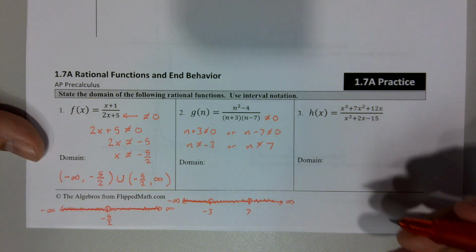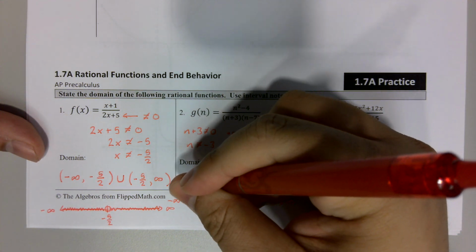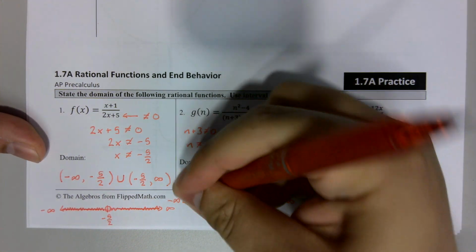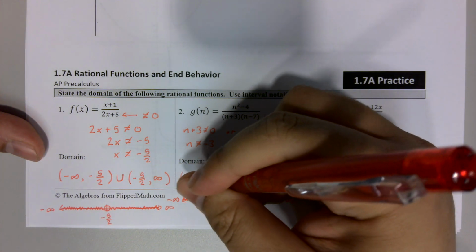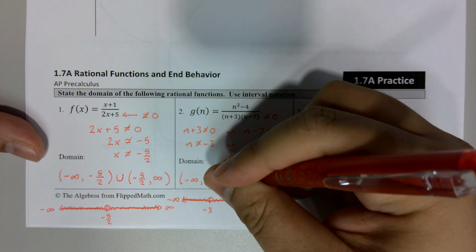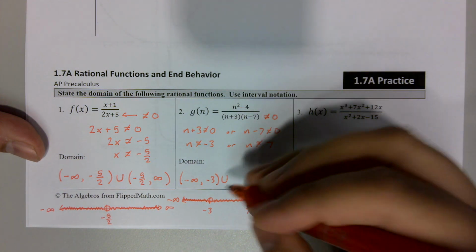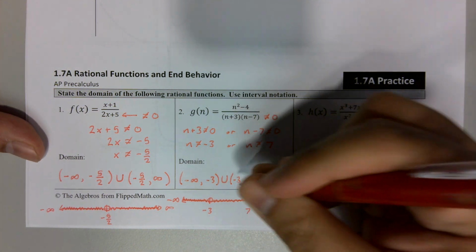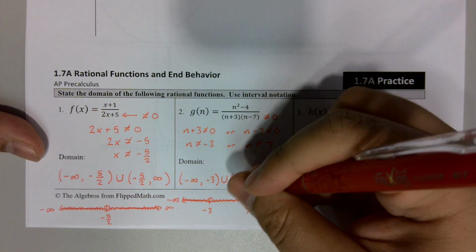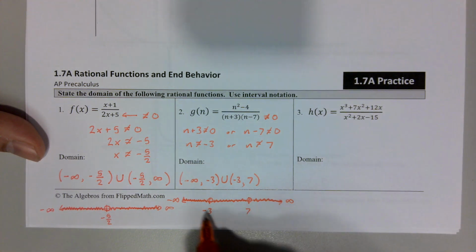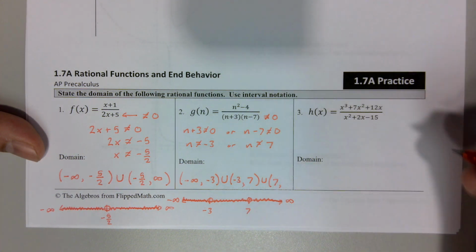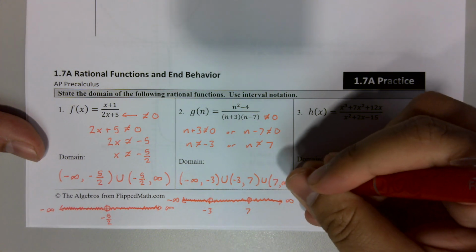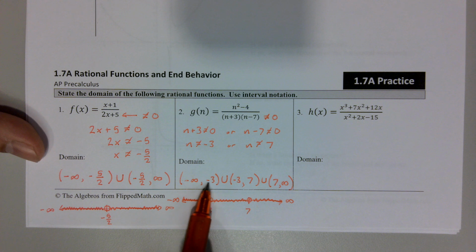So when we're writing our domain in interval notation, we have from negative infinity to negative 3. Union, we jump over negative 3 onto the other side of it. So we start at negative 3 again, but just on the other side, comma 7. So we go up to 7 on this side, and then we have to jump over it, union from 7, and then off to positive infinity. So this would be our domain for this function.